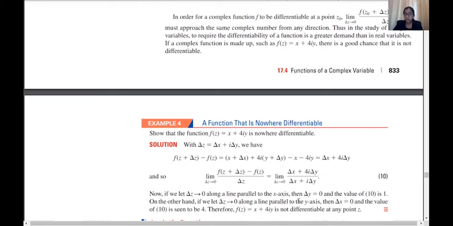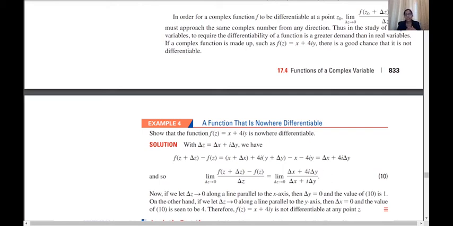And suppose our delta z tends to 0 along a line which is parallel to the y-axis. What will happen? Delta x will be 0 because there is no change in x, because the line is parallel to the y-axis. So in that case, delta x becomes 0, and the remaining terms will get cancelled and we'll get the limit to be 4.